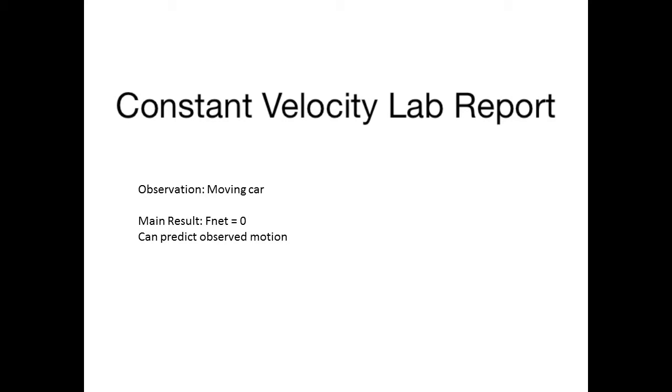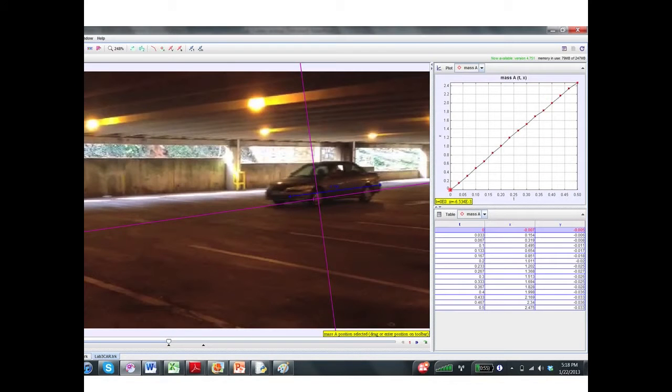I made an observation and took a video of a car moving at a constant speed. I modeled it, and the assumption F net equals 0 provides good predictions of the observed motion. Here's the clip of the car. I set the start frame after the car started moving and ended it when it was still going the same speed.